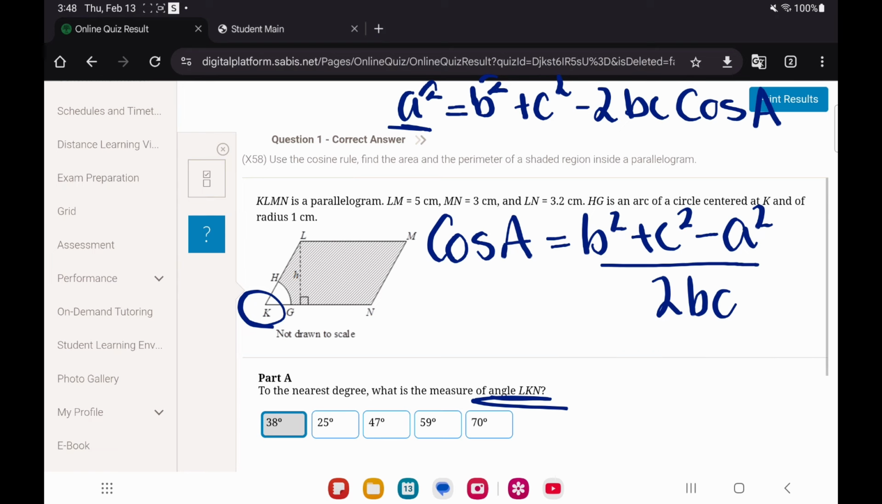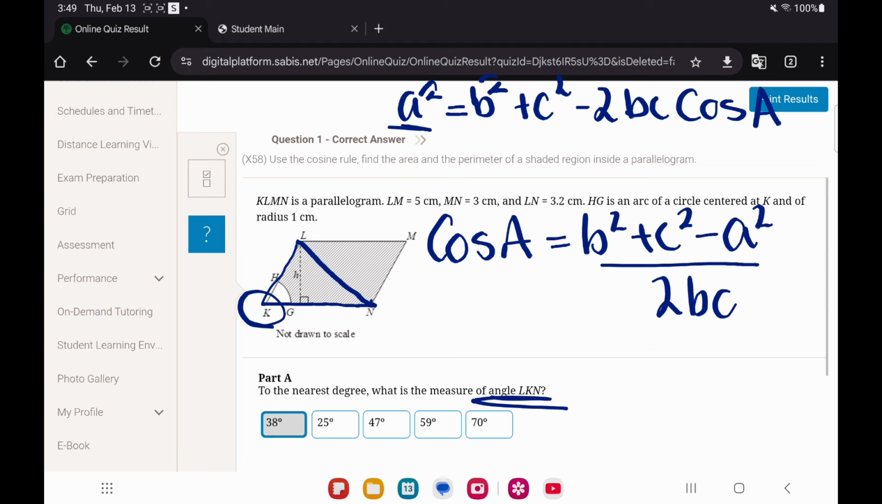Okay, so now let's fill in the values. First let's make it a triangle so we can use it. So we'll just put LN there, and make this a triangle. Okay, there we go. So that's the triangle we're going to be using. We need to find angle K.